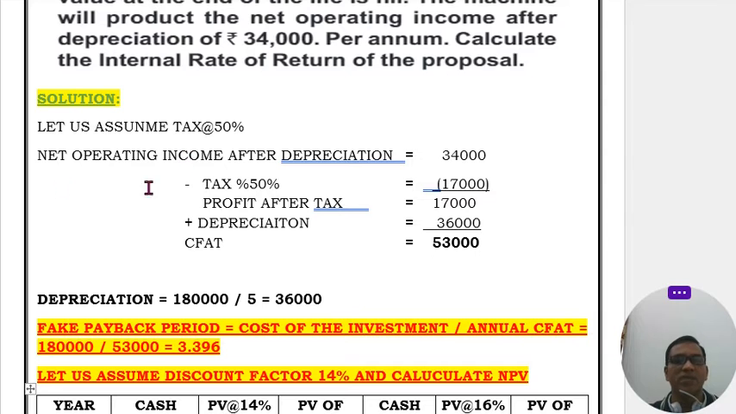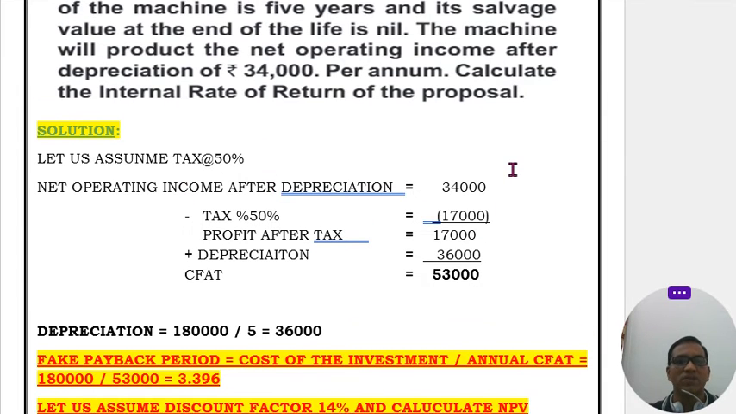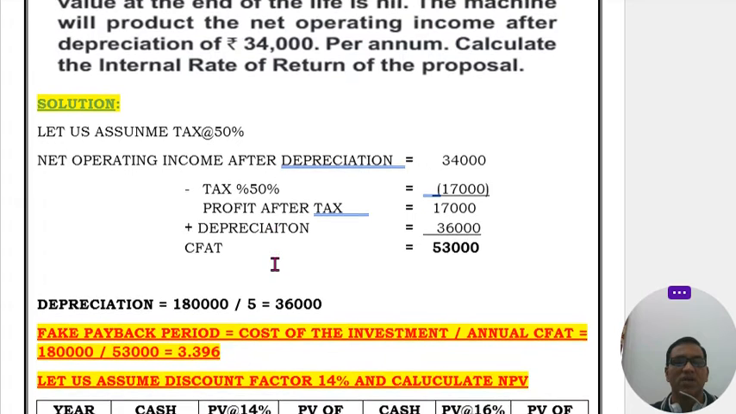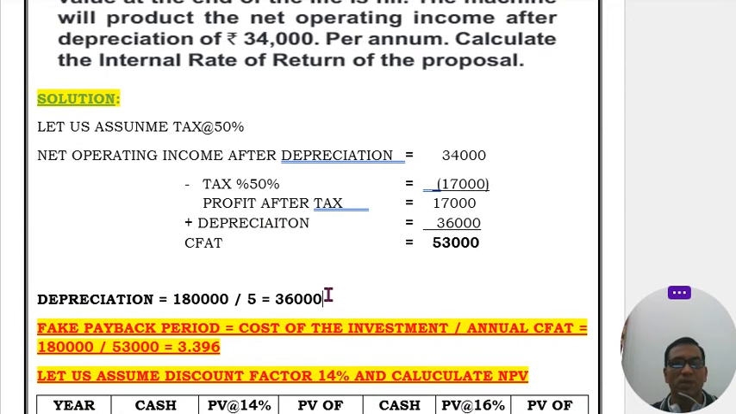Net operating income after depreciation 34,000 minus tax at the rate of 50%, 17,000 minus. So profit after tax 17,000, add back depreciation. How you got depreciation? This one formula, cost of the project divided by life of the project, 36,000. So total annual CFAT is 53,000 per year.